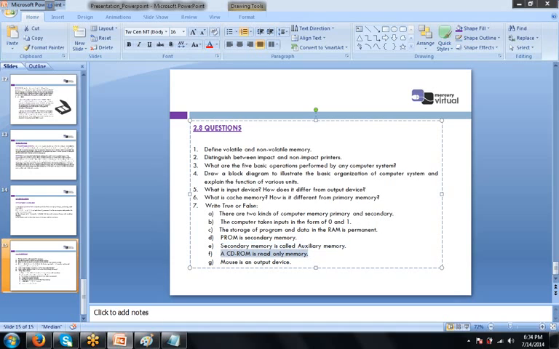A CD-ROM is read-only memory. As the name suggests, CD means compact disk, ROM means read-only memory. So the answer is true. Mouse is an output device. As I told you, mouse is an input device, so the answer is not correct. That is false. So this is your basic idea of the computer. That's all.